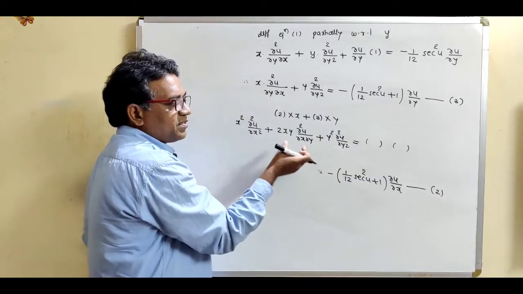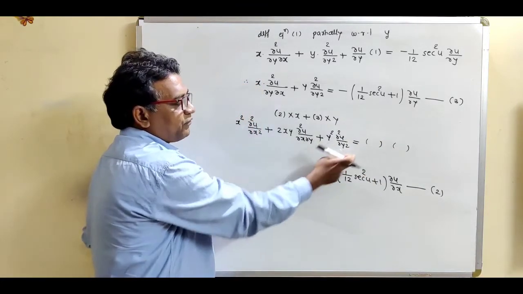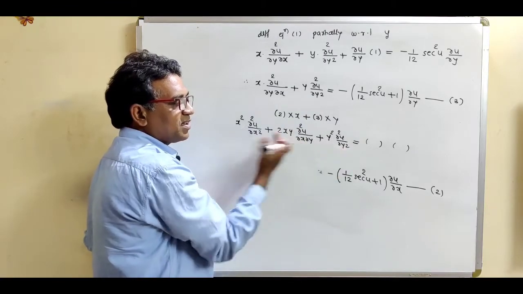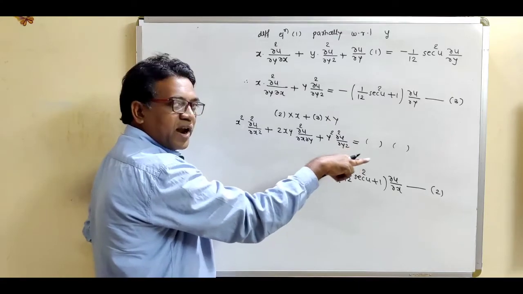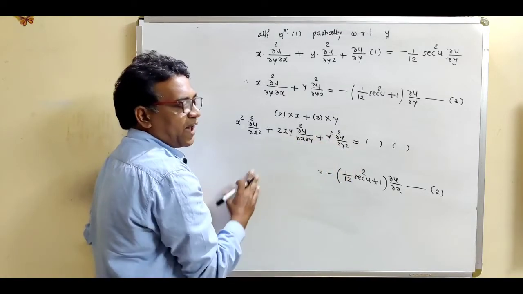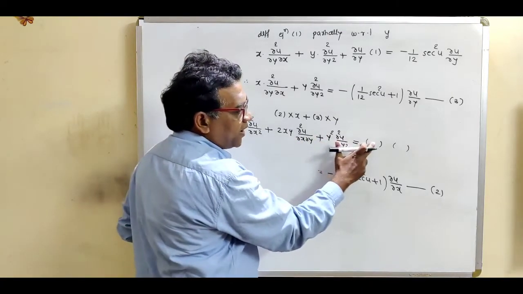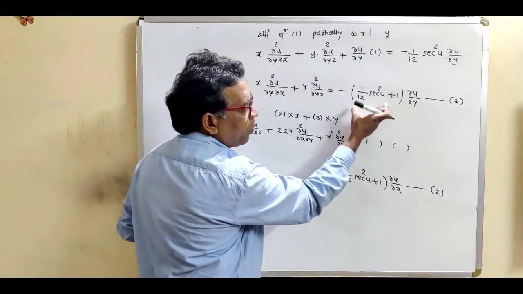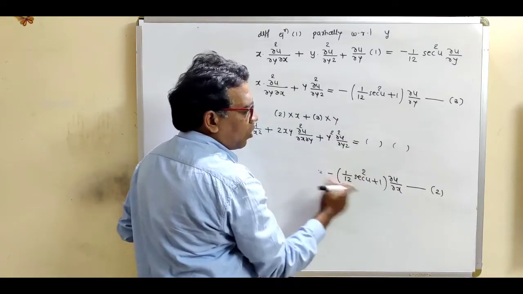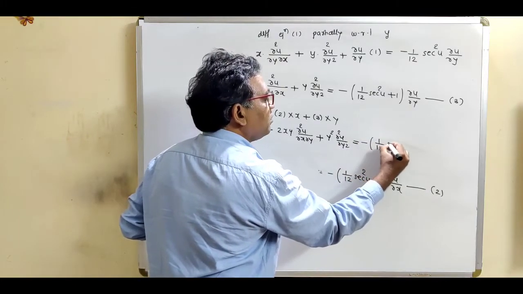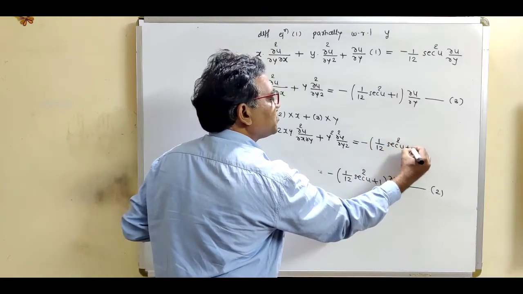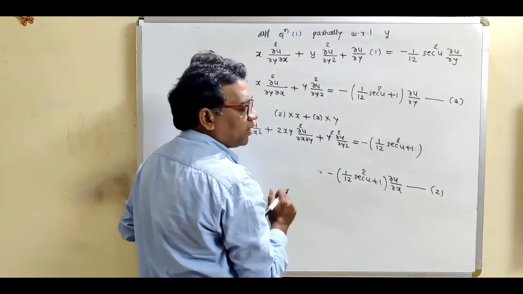What is the structure of this step? This left hand side is the consequence of the Euler's theorem. What is the structure of the right hand side? It contains 2 brackets. This first bracket is the common term from equation 2 and 3. So what is the common term? This is the common term: minus, in bracket, 1 upon 12 sec square u plus 1.